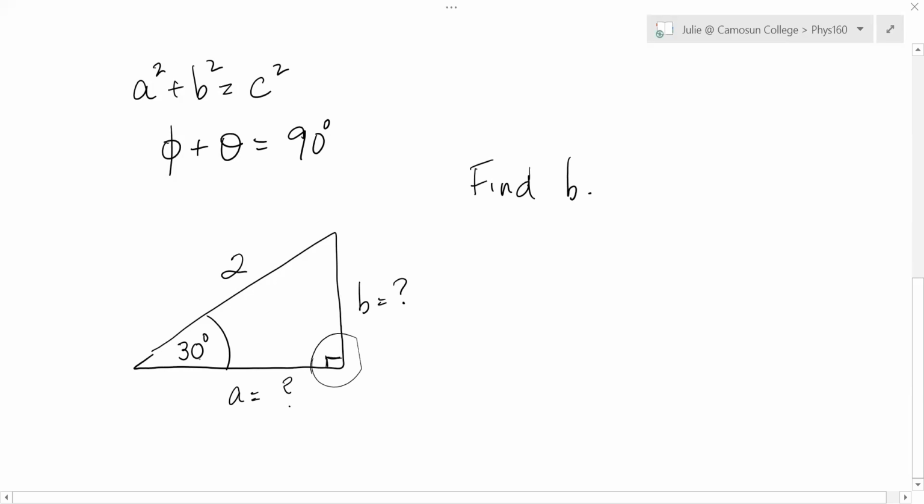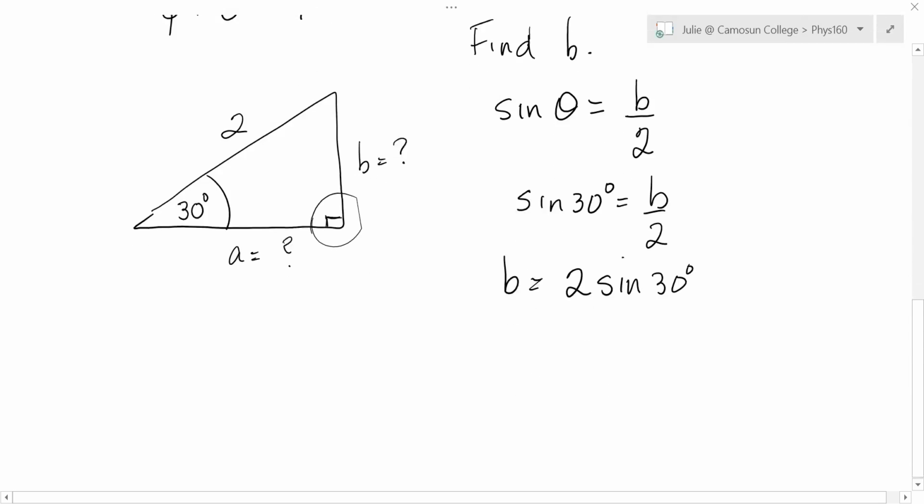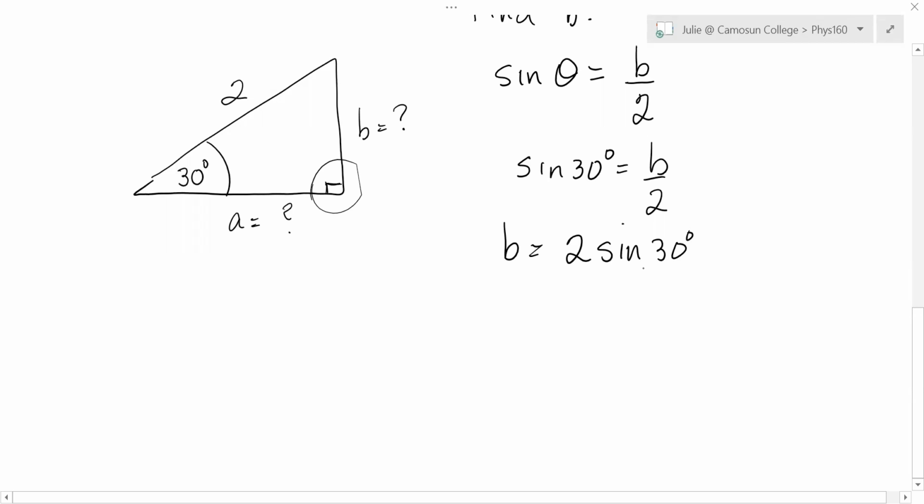So I look at this triangle and I go, I've got the angle, I need B, and I've got the hypotenuse. So which relationship is it? Well, it's the sine. Sine of theta is B over the hypotenuse. So the sine of 30 degrees is B over 2, or B is equal to 2 times the sine of 30 degrees.